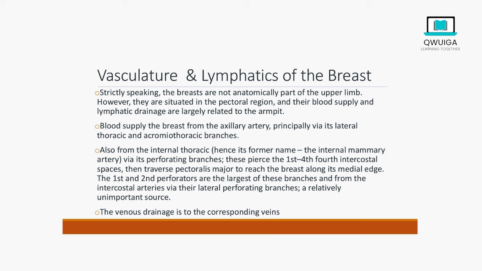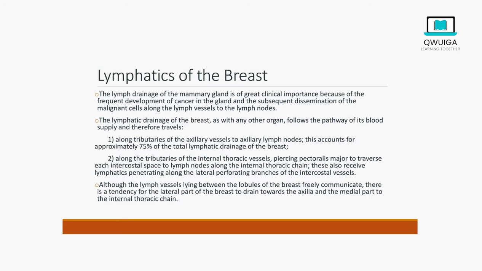Venous drainage corresponds with the arteries they come with, that is, the breast has its blood drained back into the axillary vein and also into the internal thoracic vein. The breast has lymphatic drainage which is also important, in the sense that there is frequent development of cancer in the gland and the subsequent dissemination of malignant or neoplastic cells along the lymph vessels to the lymph nodes.